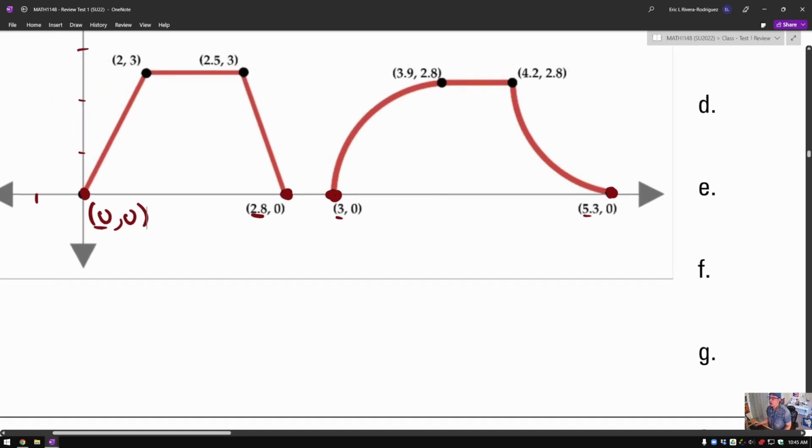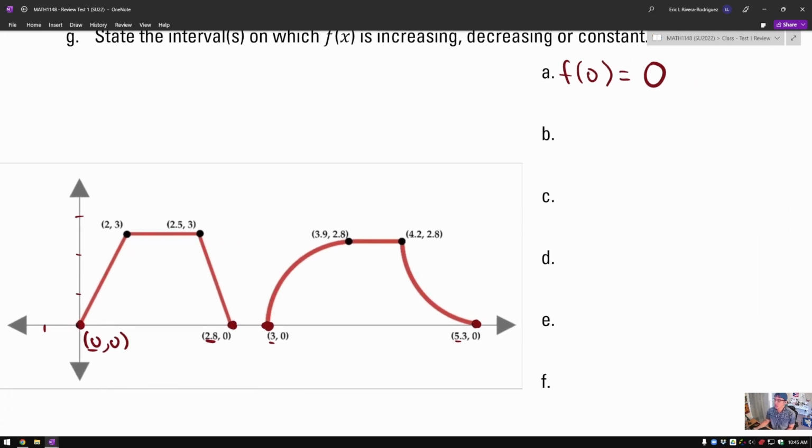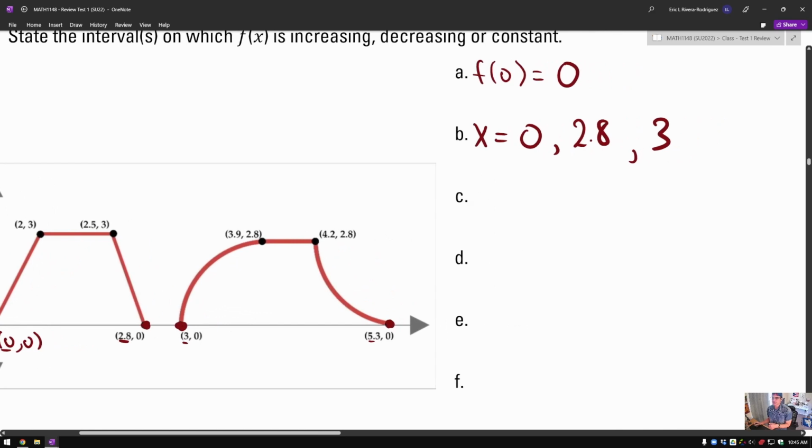So how are you going to answer that question properly, or that statement? This is how I want you to answer it. X equal to 0. Since we are talking about the same variable, we can just put a comma, and I will understand that it says x equal to 2.8, x equal to 3, and x equal to 5.3. Okay?